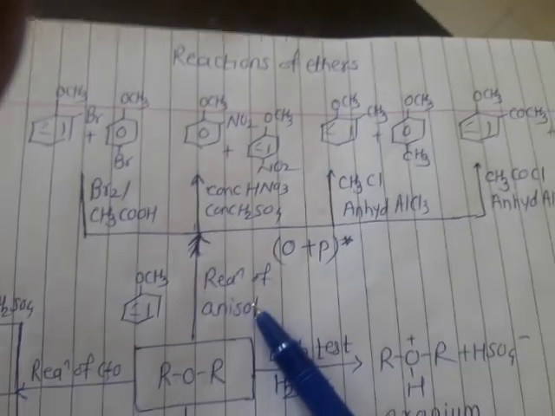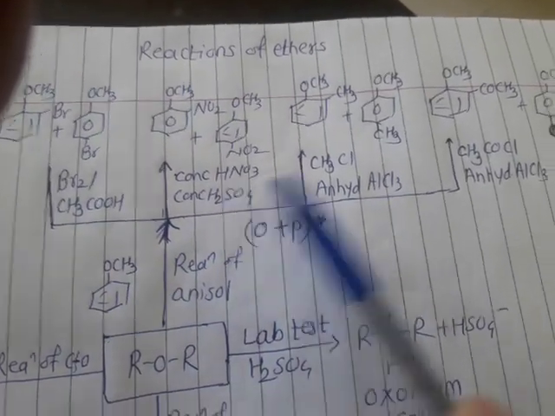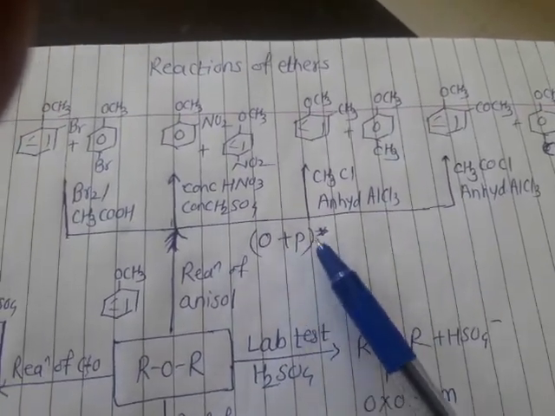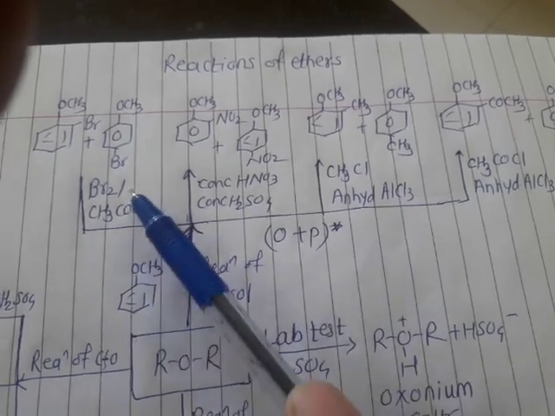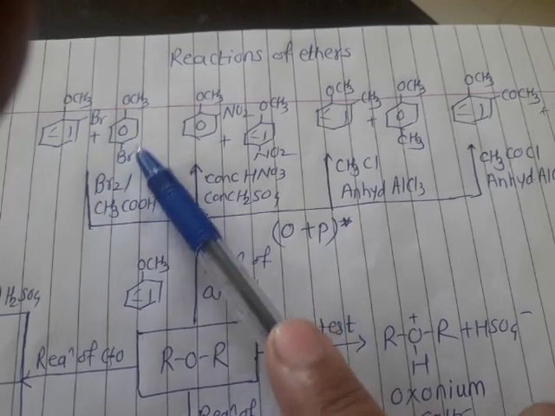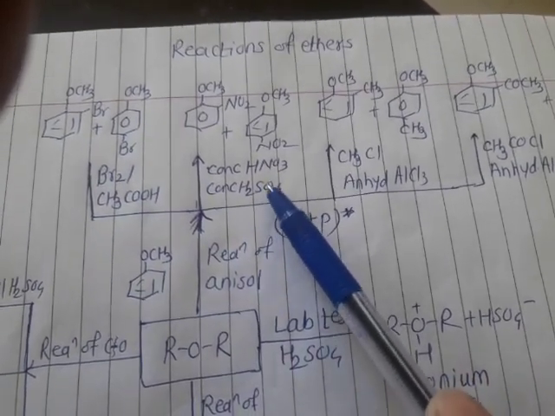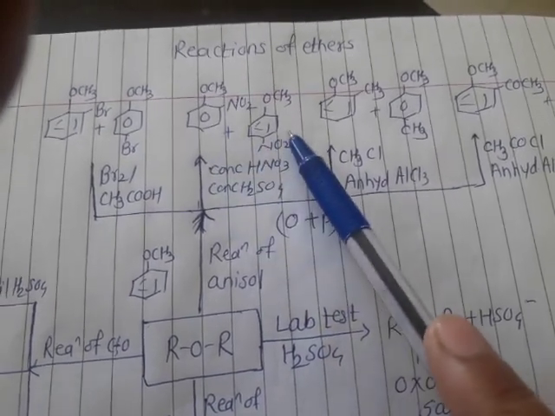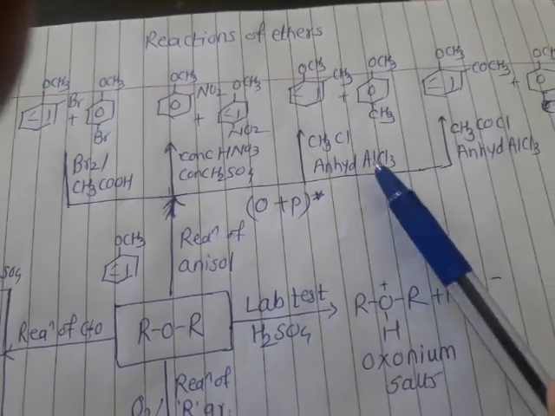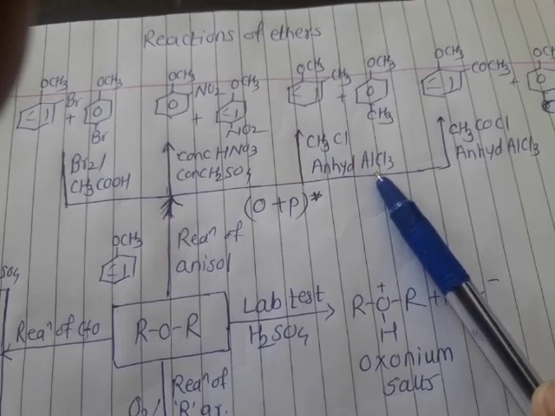So simple electrophilic substitution reactions. 3 reactions are there: bromination, nitration, and these 2 are Friedel-Crafts reactions. Everywhere we get ortho and para substituted product. Bromination is done in presence of acetic acid. We get ortho-bromoanisole, para-bromoanisole, para is major. Nitrating mixture is used. Nitration takes place. Ortho and para-nitroanisole are the product. Para is major. Friedel-Crafts alkylation is done by using alkyl chloride in presence of AlCl3.